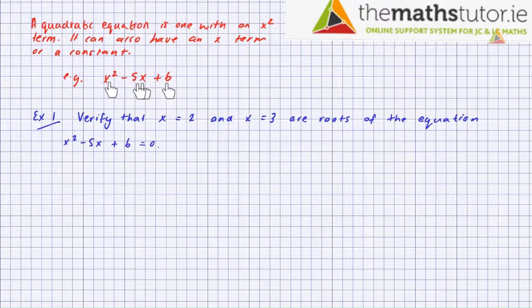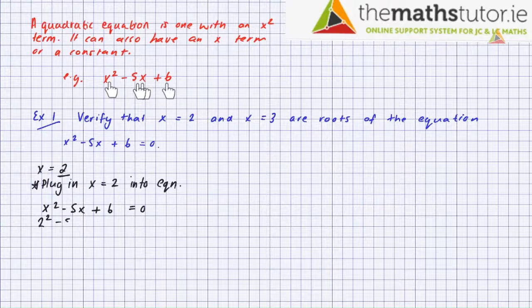Now verify usually means prove. So verify that x equals 2 and x equals 3 are roots of the equation x squared minus 5x plus 6 equals 0. Let's work with x equals 2 first. I'm going to write this in as rules: we're going to plug in x equals 2 into the equation. So we write out the equation, x squared minus 5x plus 6 equals 0. Anywhere we see x, we're going to put in 2. So it's going to be 2 squared minus 5 by 2 plus 6 equals 0.